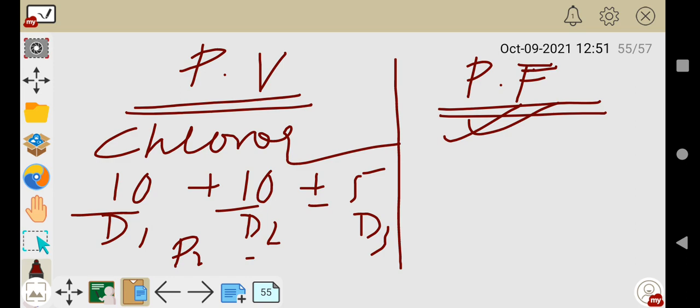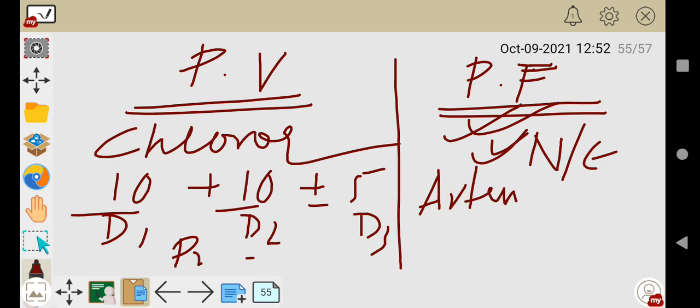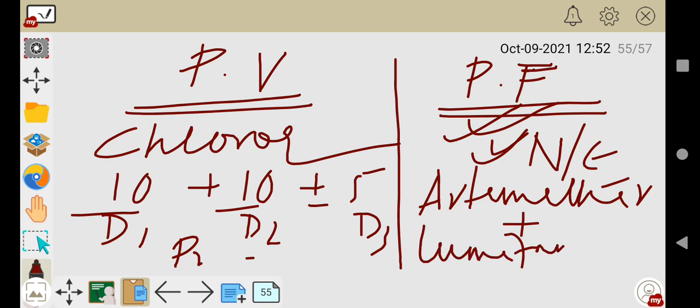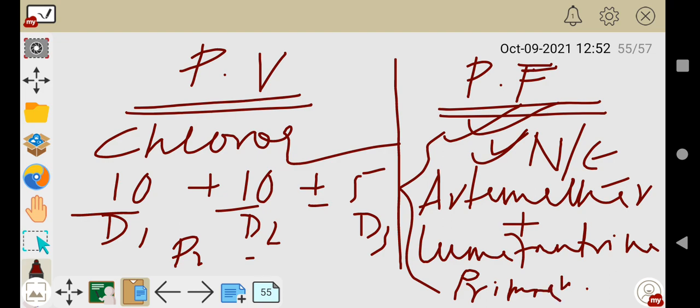But Plasmodium falciparum, which is based on the northeastern regime, this has been asked, right? Artemether, remember this one, artemether, this has been asked, right? Artemether plus lumefantrine, because this is common in northeastern areas, right? Okay. And here we will give primaquine, but only primaquine for 2 days, okay.